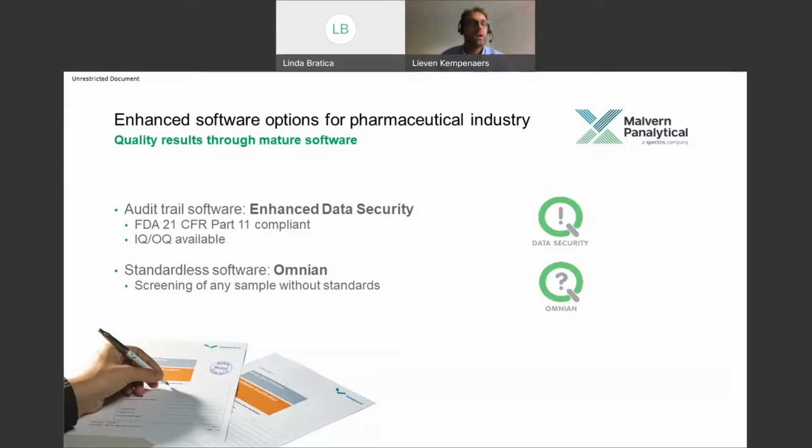You know, you have to log in with a username and a password. You have different rights, those kind of things. So everything is traceable, and that software is available also on the benchtops. And also the installation qualification document and operational qualification documents are available if necessary. So that, yeah, that would make it a complete package.